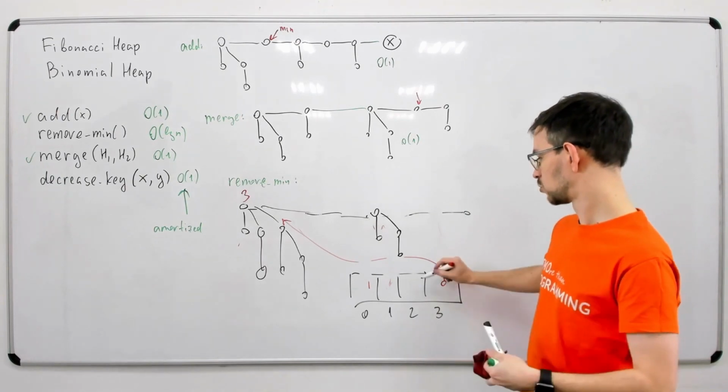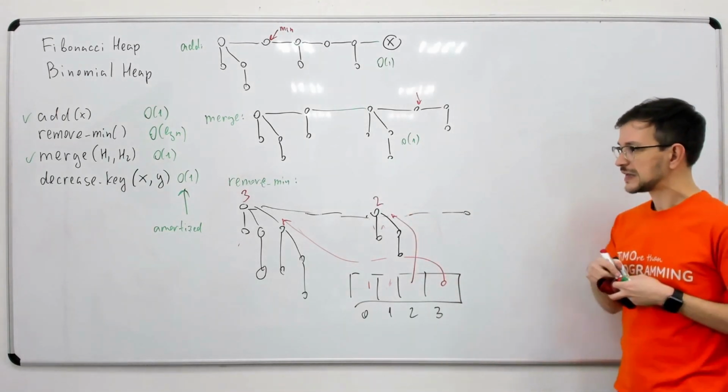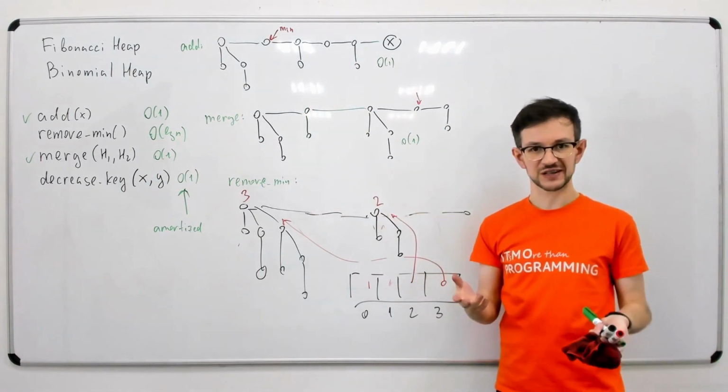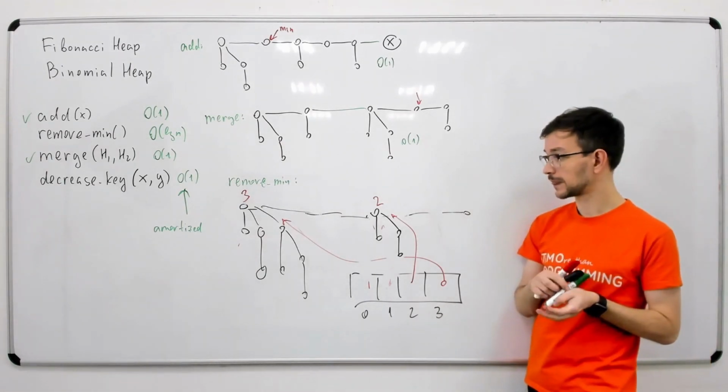Have a tree of rank 2. And that's all. So in the end of this cleanup, you have all the trees with different ranks. That's all.